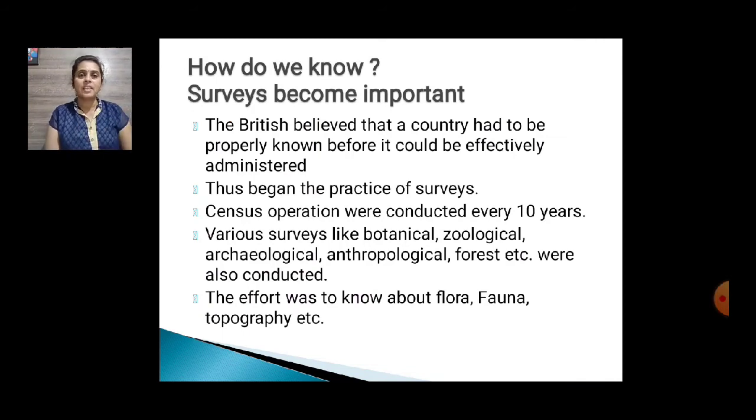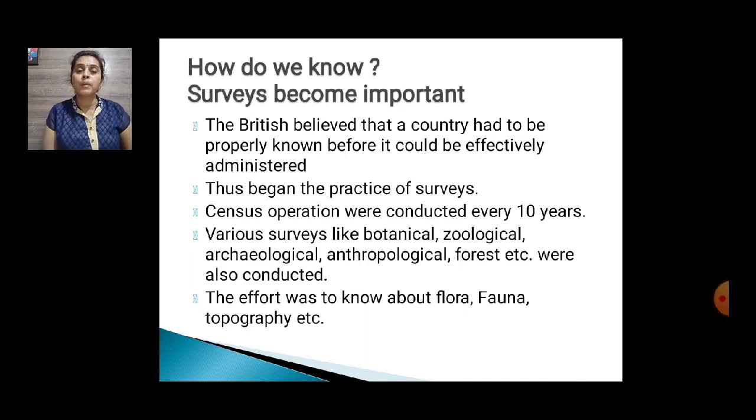Now how do we know about the past? हम past के बारे में कैसे जानते हैं? That first of all important one है surveys. Now what are surveys? You might be aware of the census, मतलब जनगणना, जन की गणना करते हैं, हर साल नहीं करते. It happens once in 10 years.